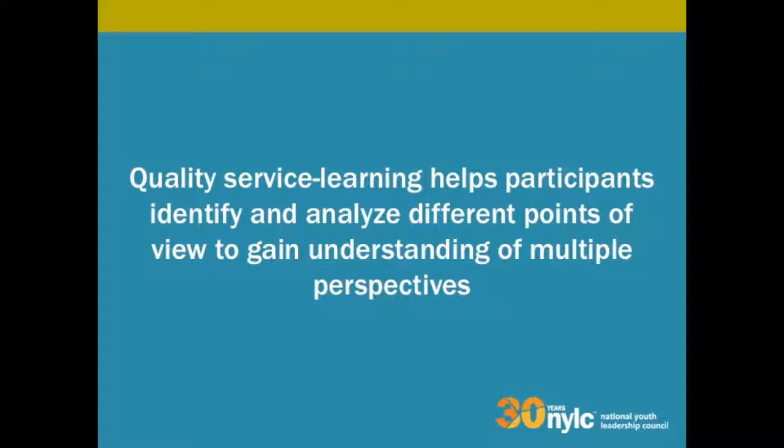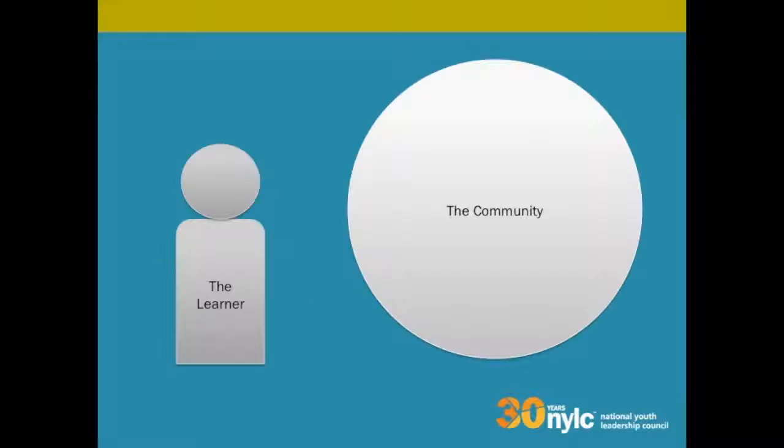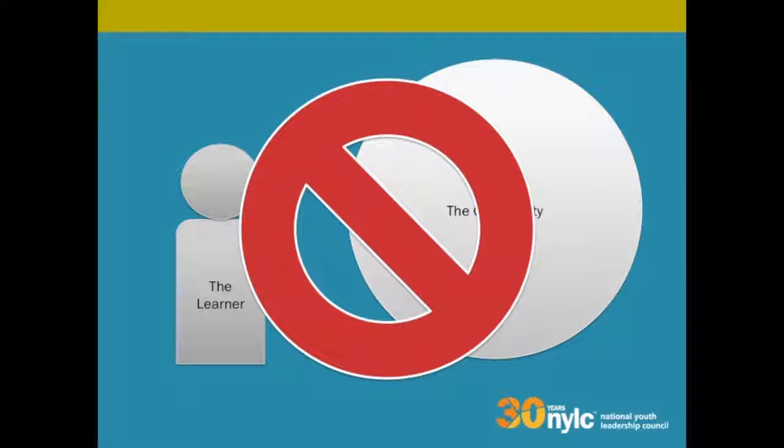The first indicator for diversity states that quality service learning helps participants identify and analyze different points of view to gain understanding of multiple perspectives. A good service learning project creates opportunities for learners to encounter and value perspectives different from their own. However, this typical approach to diversity may not be sufficient to have a meaningful impact on the capacity of participants to engage in a diverse array of ideas.